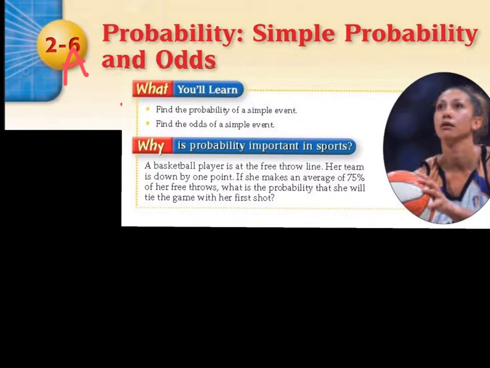A basketball player is at the free throw line. Her team is down by 1 point. If she makes an average of 75% of her free throws, what is the probability she will tie the game with her first shot? Well, she makes 3 out of every 4, so she should tie it 3/4 of the time, or 75%.